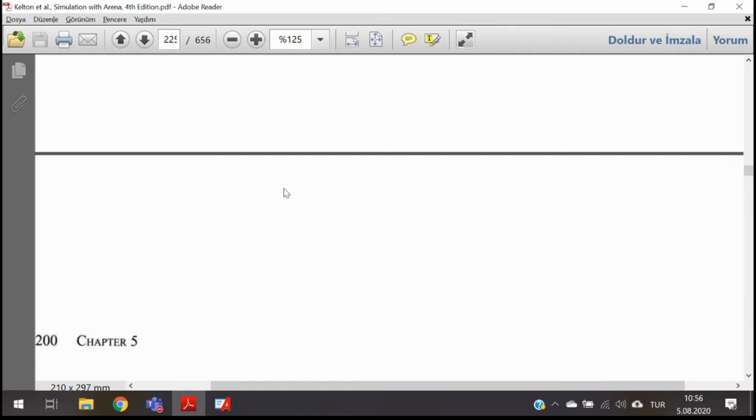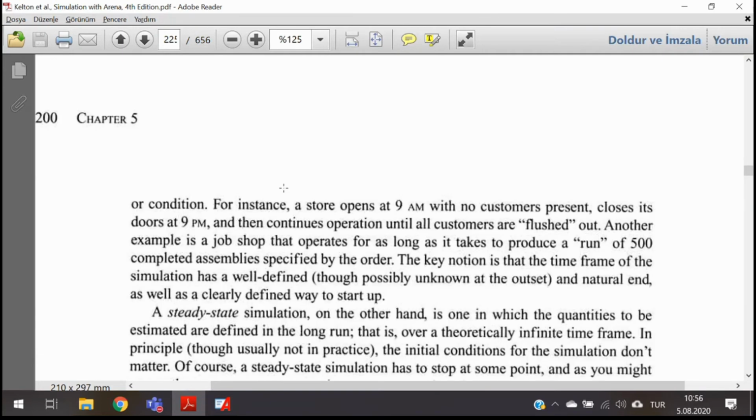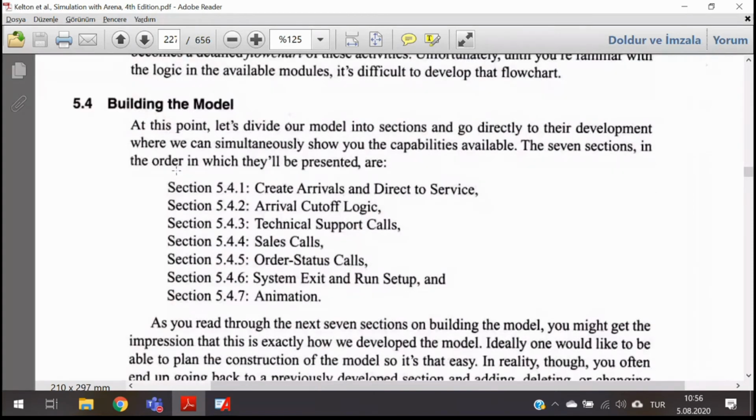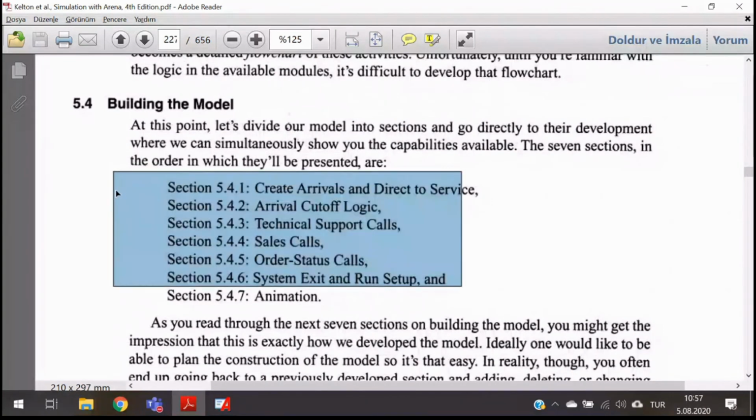And we are going to follow this modeling approach page by page. As you can see, we have different sections here, from section 5.4.1 to 5.4.6. We are going to run all of these sections one by one, and we are going to create our model step by step.